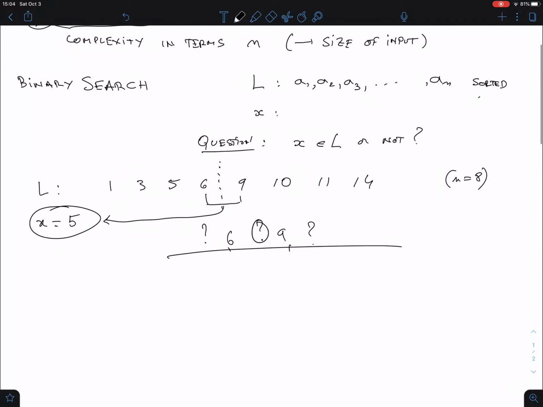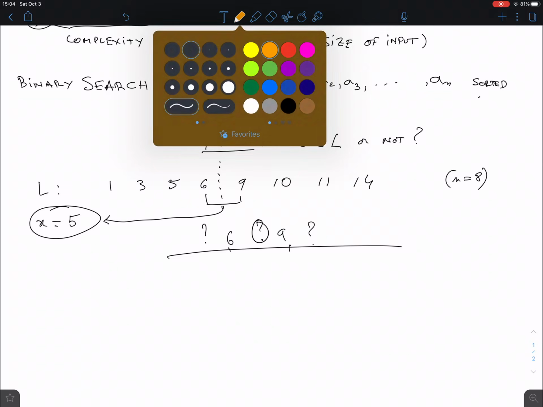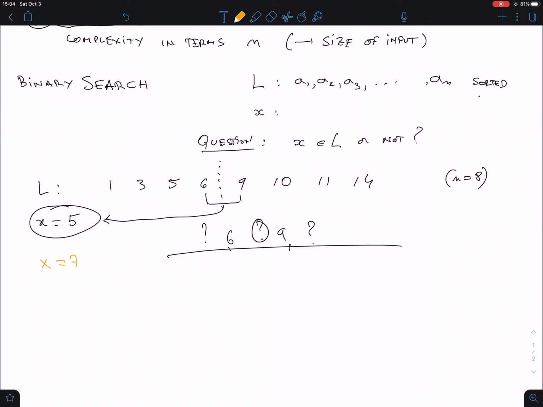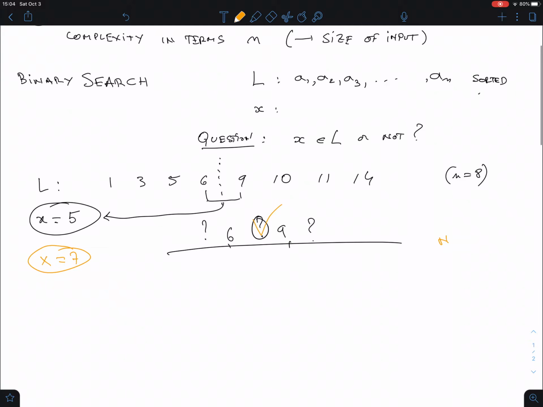Now, if it's here, in other words, for instance, if I do this with x is 7, okay, so I'll go back to x is 5, but let me do it in a different color perhaps, so that we keep track of x is 7. So if x is 7, then the answer is here, because 6 is less than 7 is less than 9. What does that mean? We know then that it is not in the list. So I'm just going to put no in here.